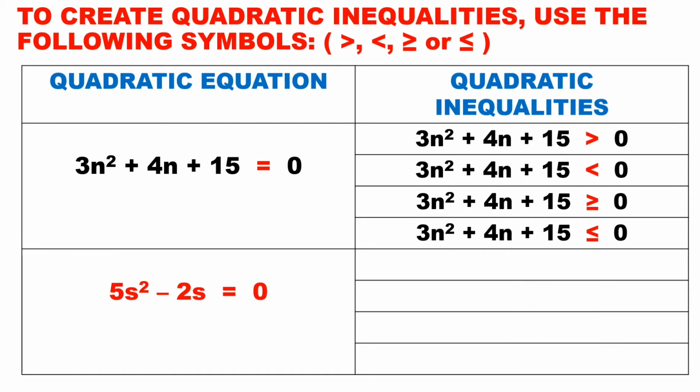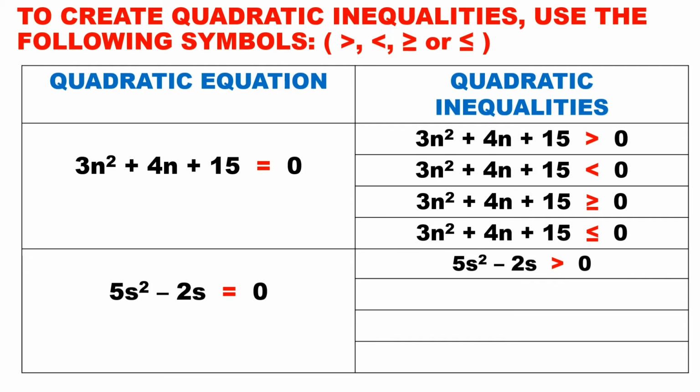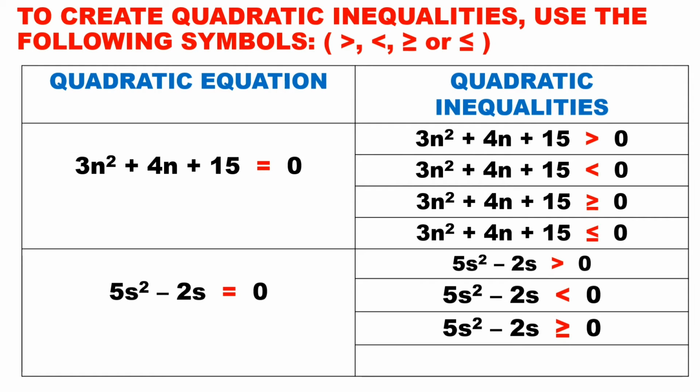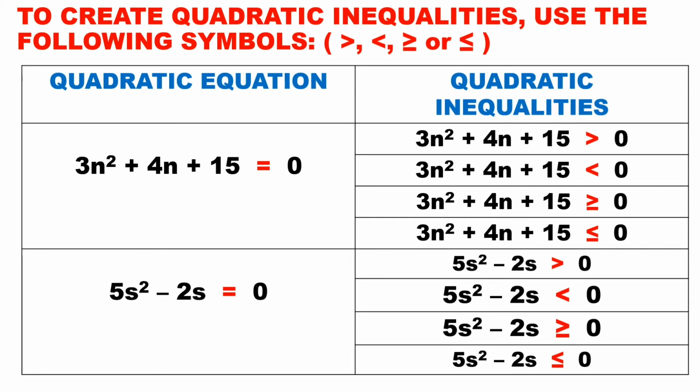Next, convert 5s squared minus 2s equals 0. It will become 5s squared minus 2s is greater than 0. Another, 5s squared minus 2s is less than 0. 5s squared minus 2s is greater than or equal to 0. And 5s squared minus 2s is less than or equal to 0.